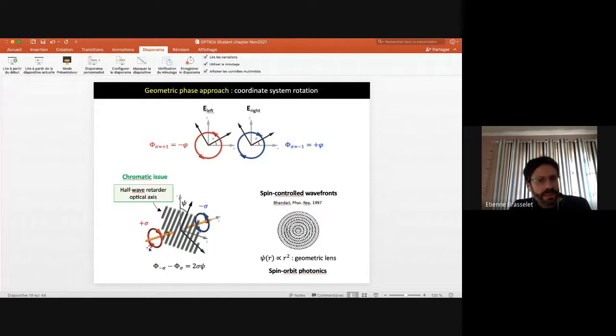Still, as I was mentioning, you need to satisfy this half-wave plate condition. So there is anyway a chromatic issue if you want to be fully efficient in terms of recovering a field that will be endowed with this encoded phase profile into the structure of the material.